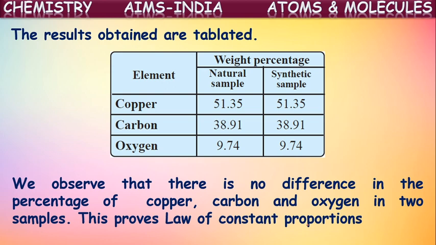And the second is the law of constant proportions. The chemical composition of a substance is always fixed. The chemical composition of the elements combined in a compound is fixed, from wherever you collect the samples and however you prepare that chemical compound. This is the law of constant proportions.